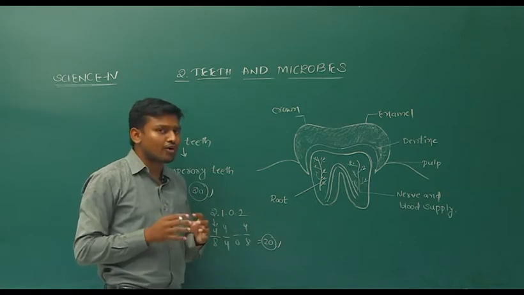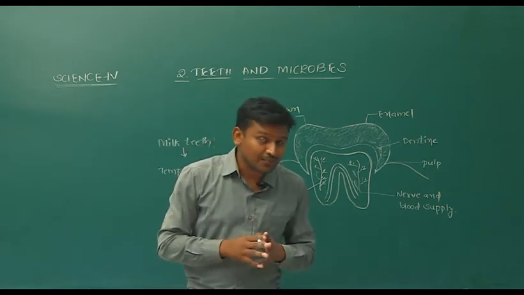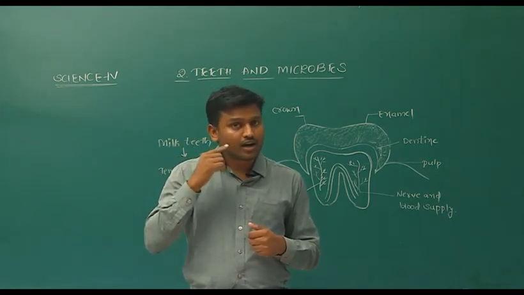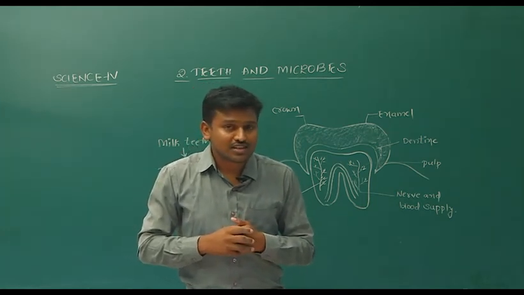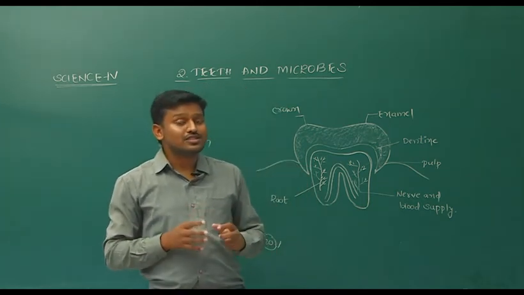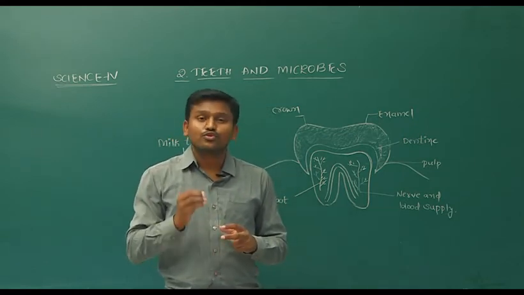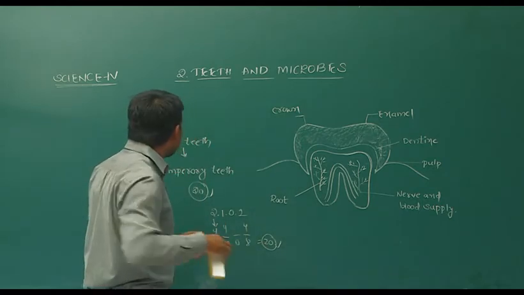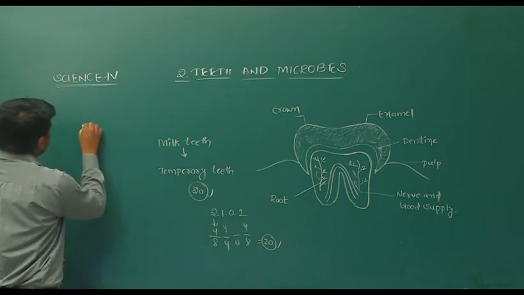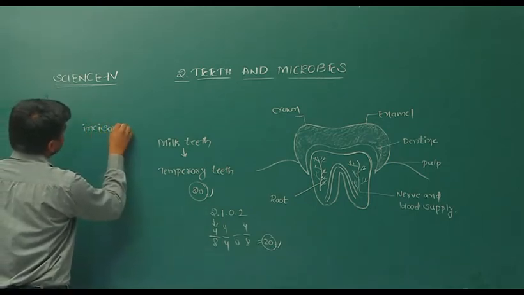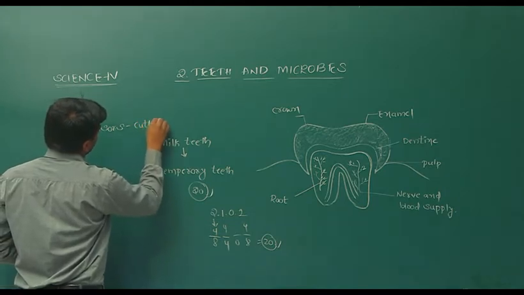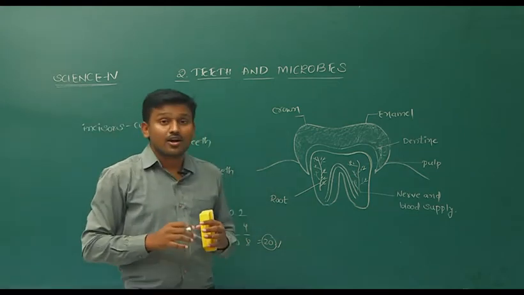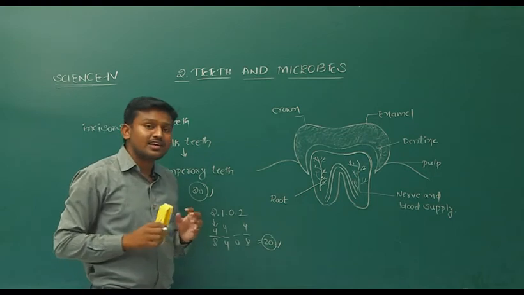As I said, there are 4 kinds of teeth. I repeat it again. What are they? Incisors, canines, premolars, molars. What is the use of incisors? Especially, we use these incisors to cut food substances, and that's why we call incisors cutting teeth. We use them to cut food, especially in squirrels and rabbits. These incisors are highly developed.